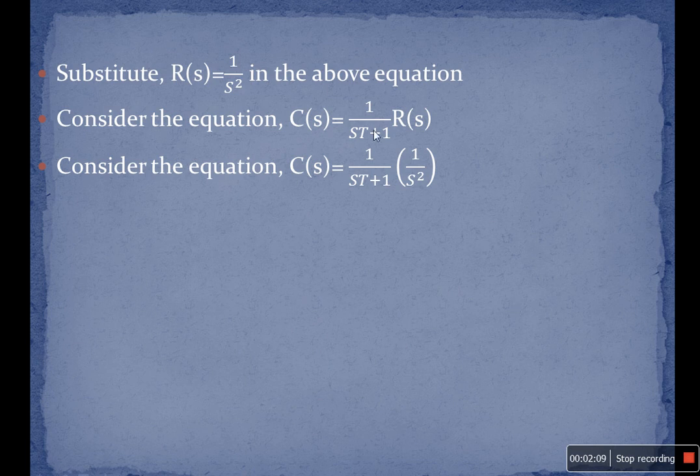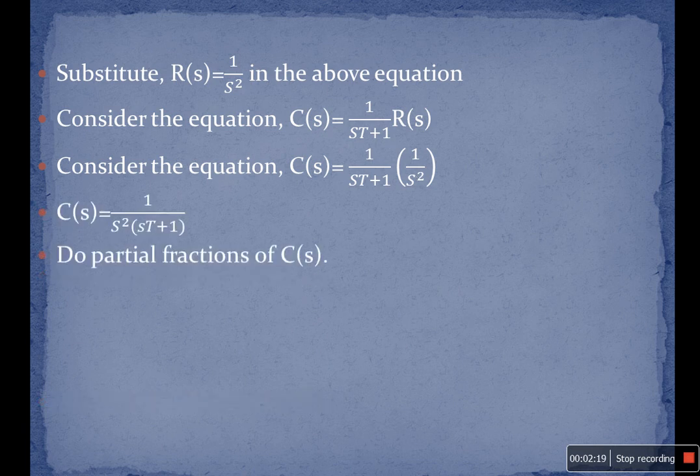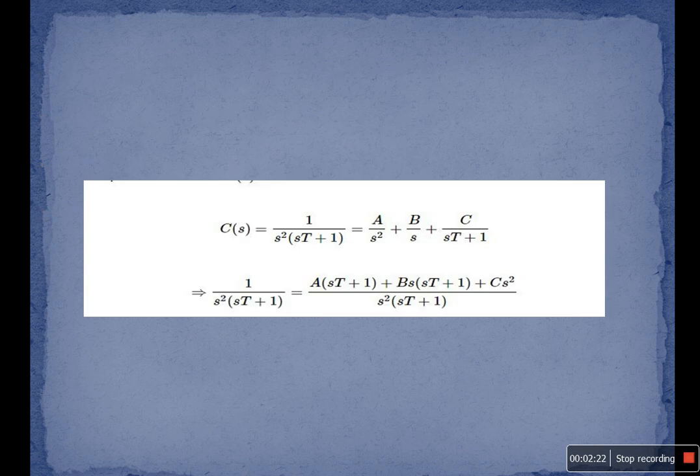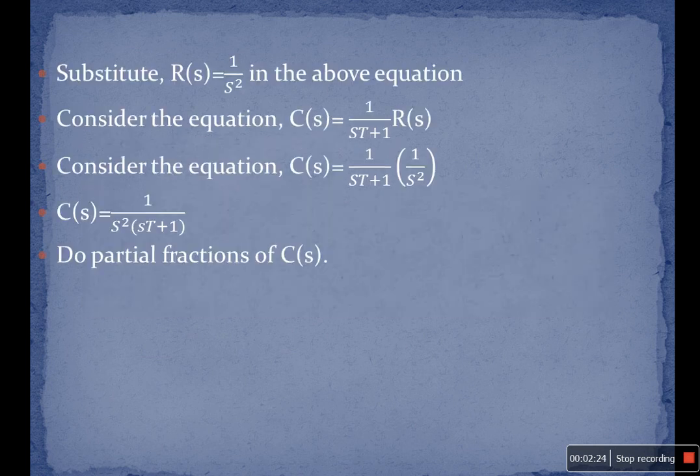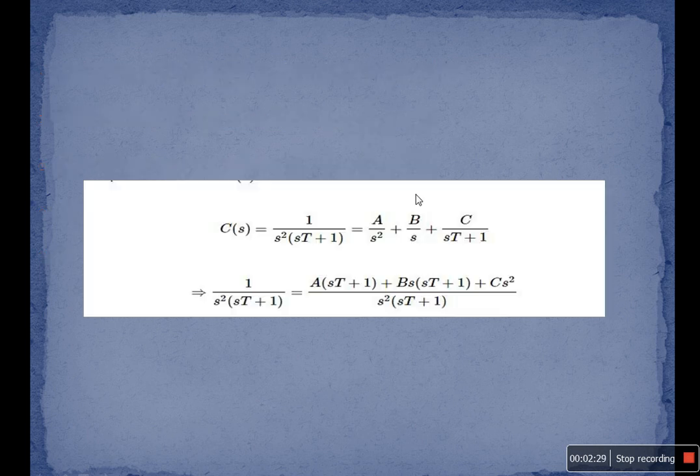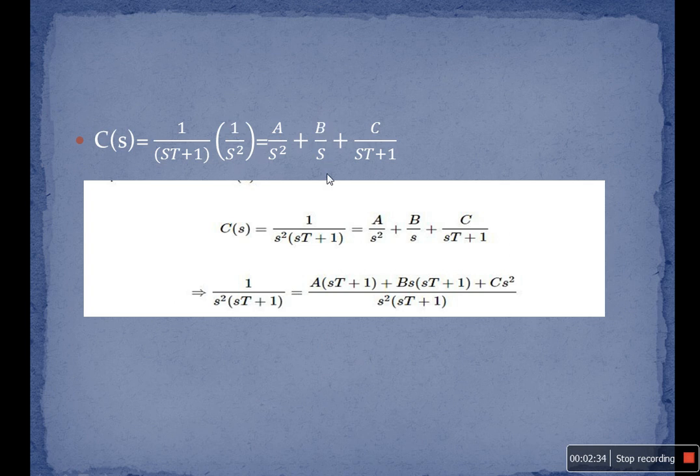We do not directly have the inverse Laplace transform of this function. That's the reason we go for partial fractions. Whenever I do the partial fractions, I need to represent 1 by s tau plus 1 into 1 by s square as a by s square plus b by s plus c by s tau plus 1. Try to find out the a, b and c values.